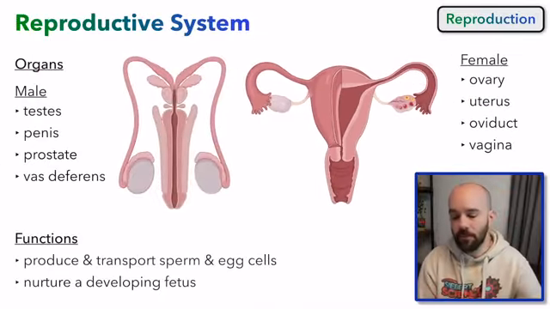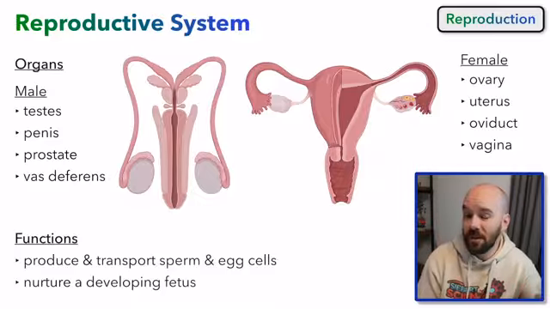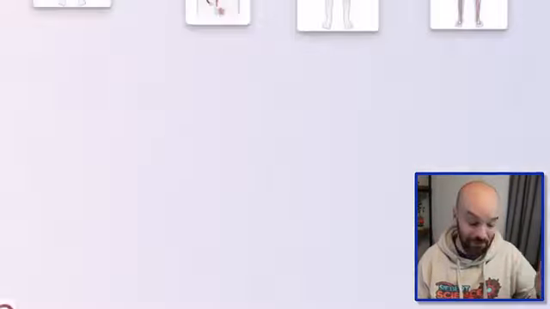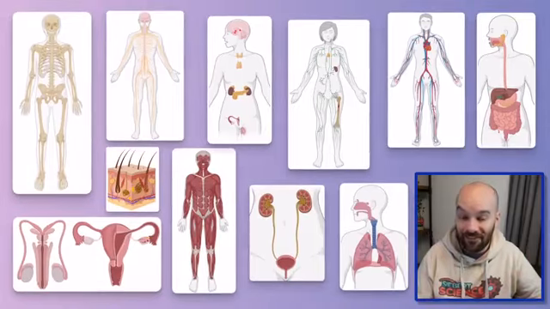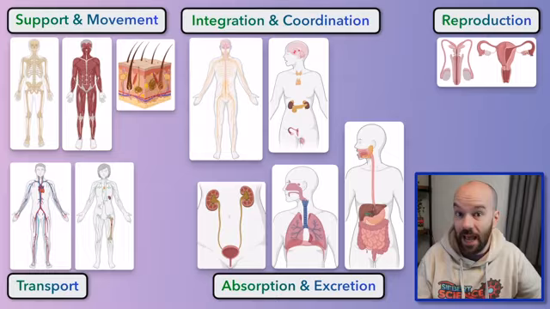So we've got the female and the male reproductive system. And of course, the main function of those systems is to produce and transport the sperm and egg cells. And then in the female reproductive system, to be able to nurture and develop a fetus and give birth to that fetus and have a new human. All right, so that was a lot of information. We went through all 11 organ systems and we talked about them in terms of these 5 categories.